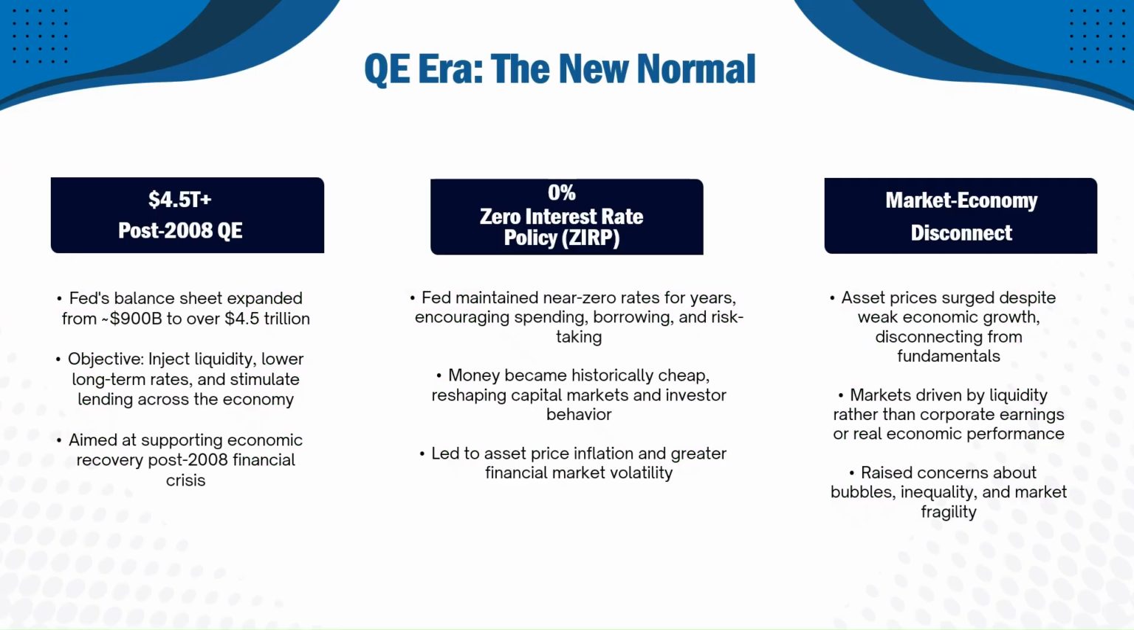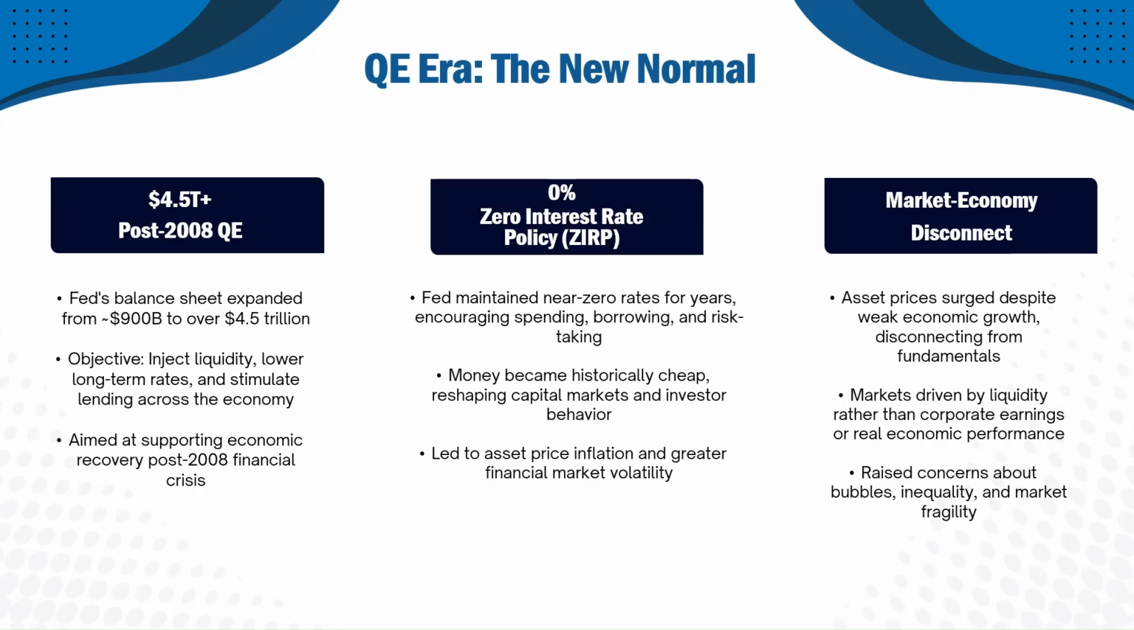In response to the 2008 crisis, the Federal Reserve began a new experiment, quantitative easing, which is essentially money printing. By massively expanding its balance sheet and purchasing government and mortgage-backed securities, the Fed injected trillions into the financial system, essentially creating new money to stabilize markets.